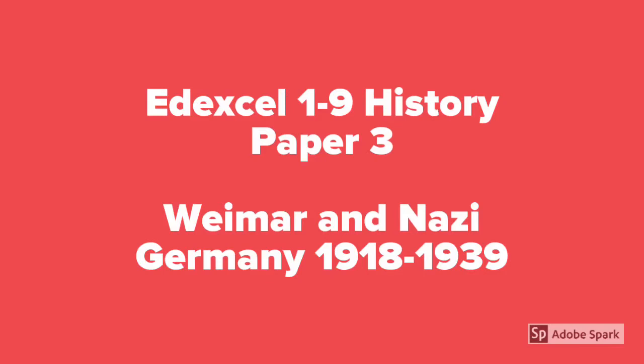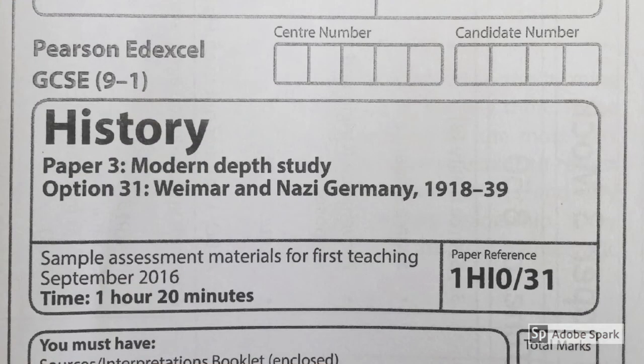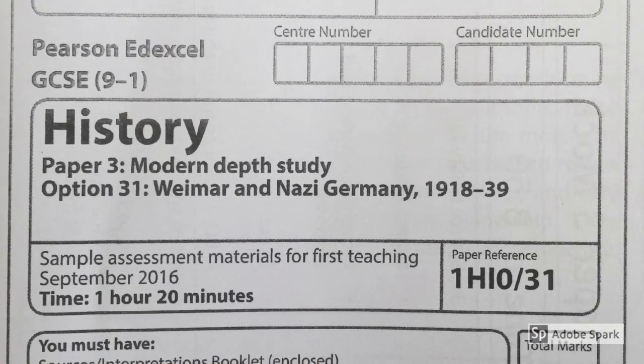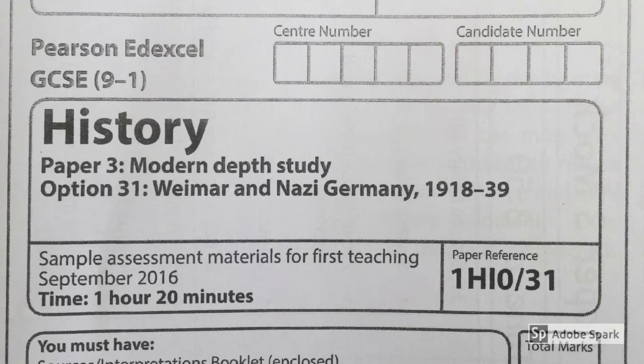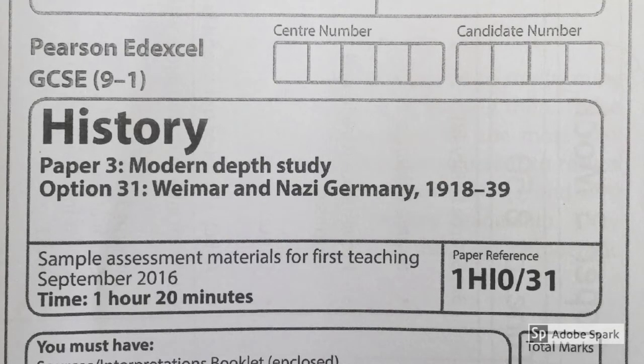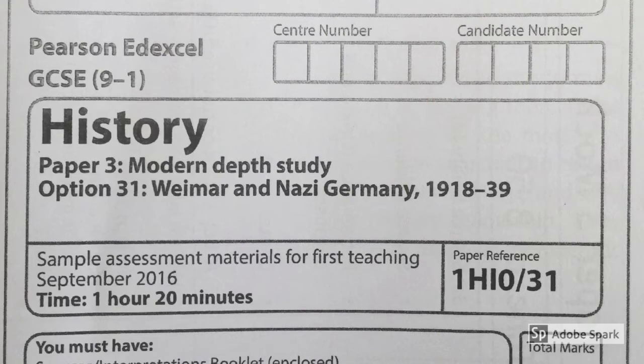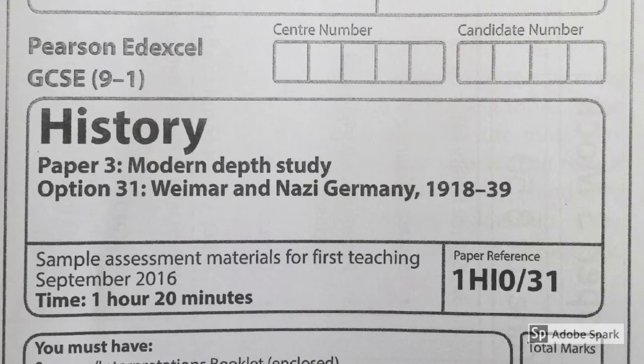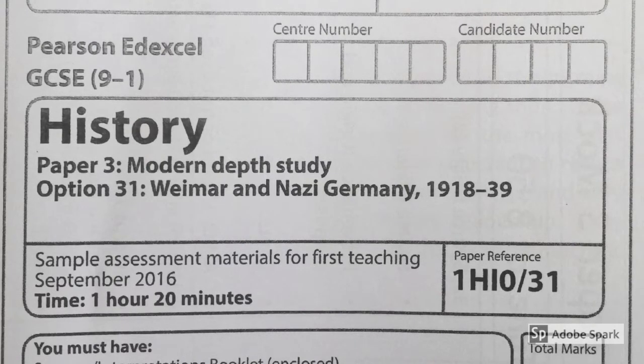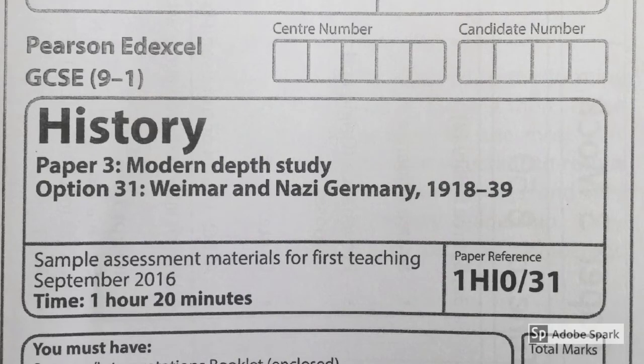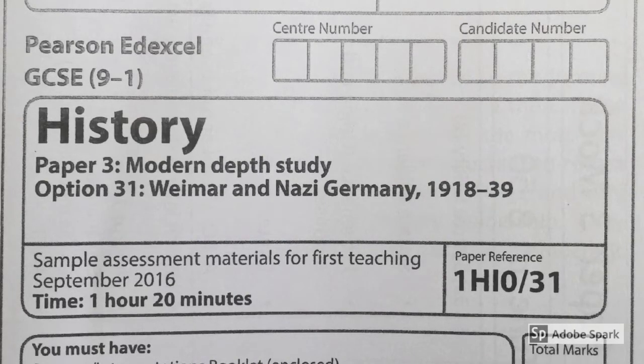We're going to be looking at Paper 3, Weimar and Nazi Germany, 1918 to 1939. The front of your paper will always look like this. Inside you will have an inference question where you look at one source and provide two inferences. You have a 12 marker where you want to be looking at writing 2 to 3 paragraphs. A utility question where you analyse the usefulness of two sources.